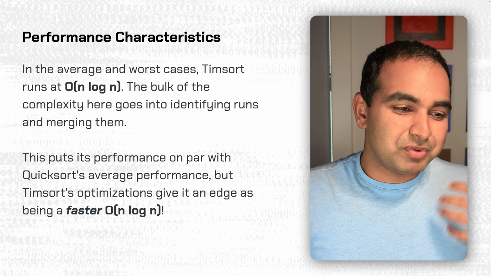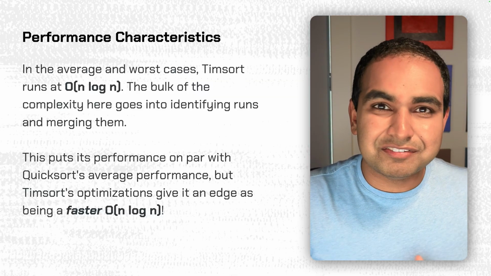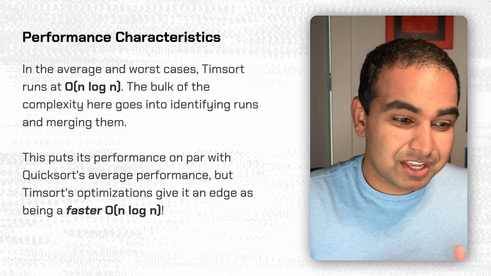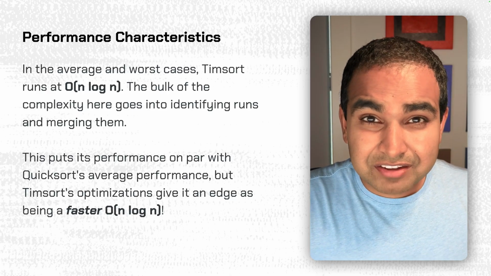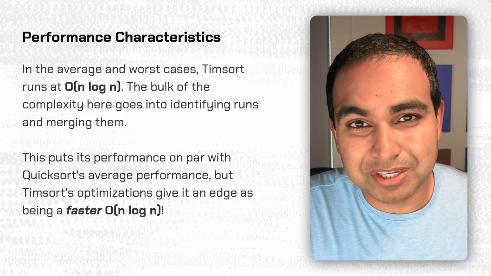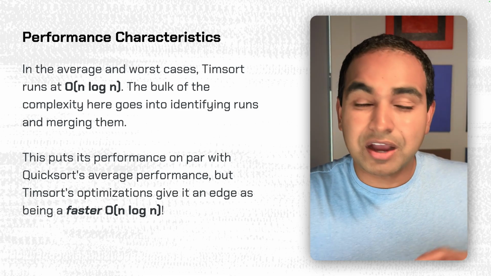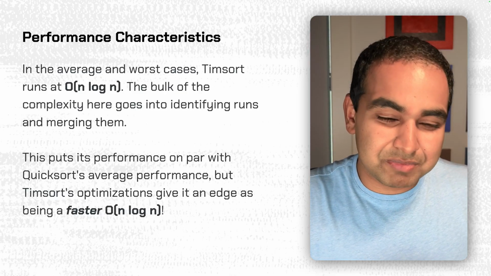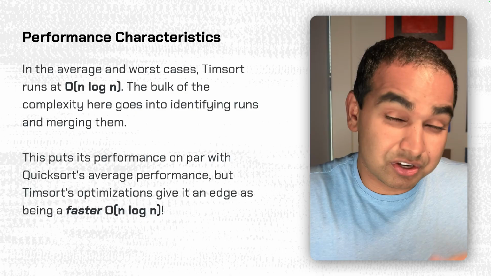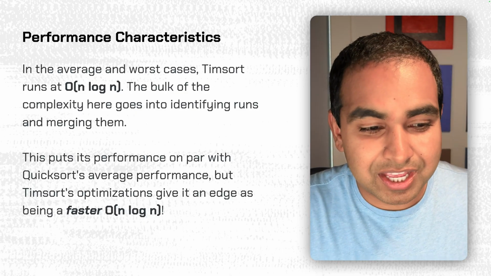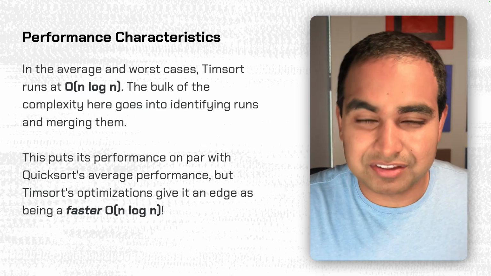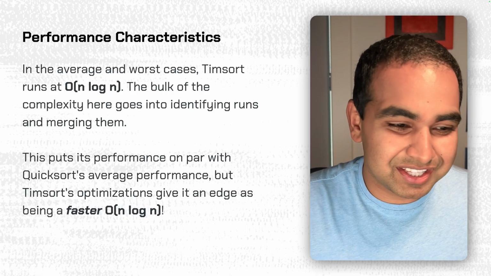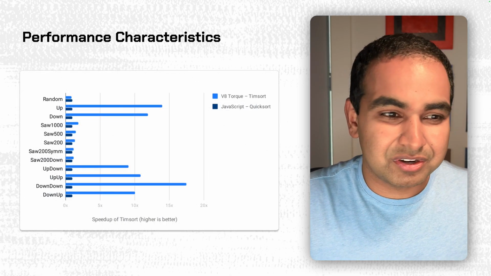And so as we talked about, the performance of Timsort is on par with Quicksort's average performance, but its optimizations give it an edge. Even though it says big O of n log n, the optimizations actually make it a faster big O of n log n, because big O glosses over the intermediate details on how fast something is running. In this case, we can be reasonably confident that it's not just a general big O of n log n equivalent in speed to Quicksort. It's likely much faster than Quicksort because of these optimizations, which make the smaller factors we typically ignore truly small in the speed of how fast Timsort runs.